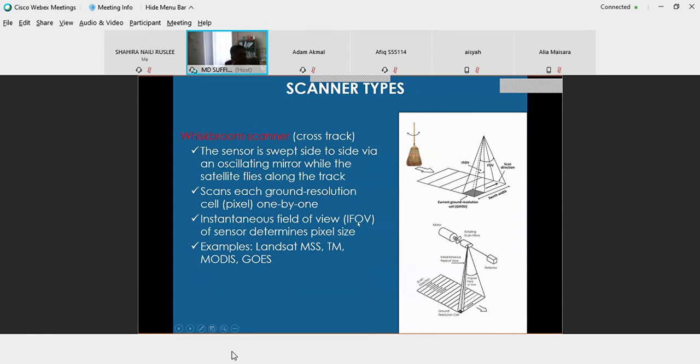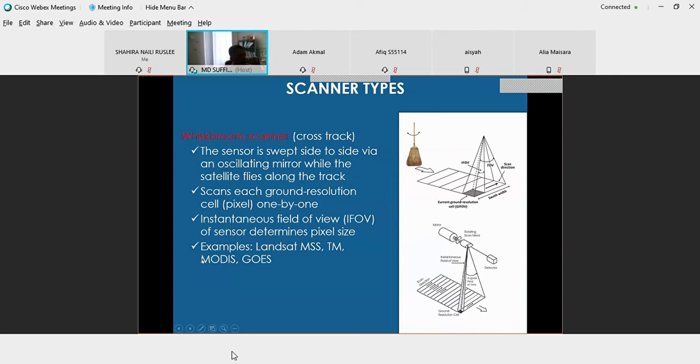And then we have whisk broom. Whisk broom means it will move left and right. It swept side to side via an oscillating mirror while the satellite flies along the track. It moves forward along its path, with a rotating mirror there.